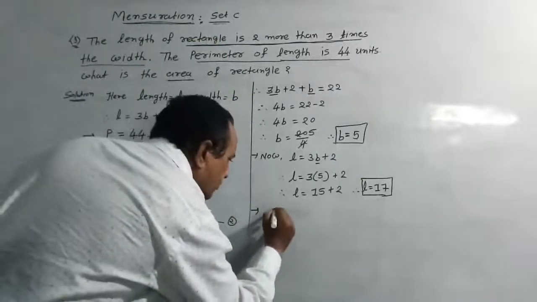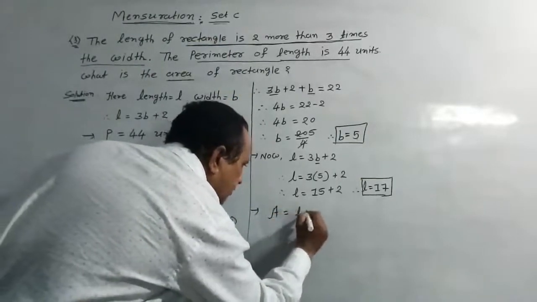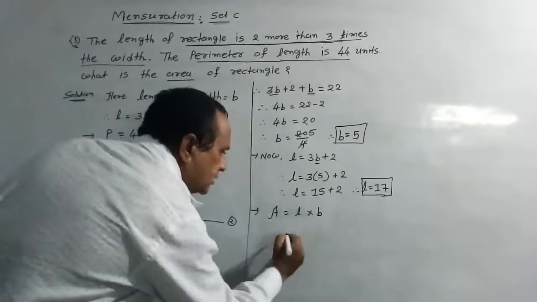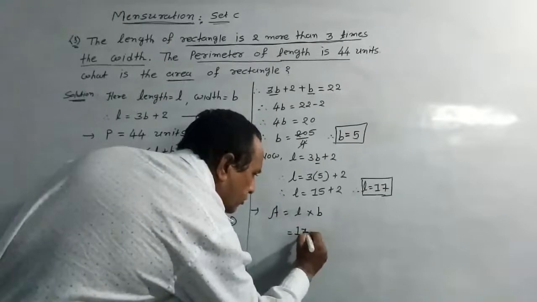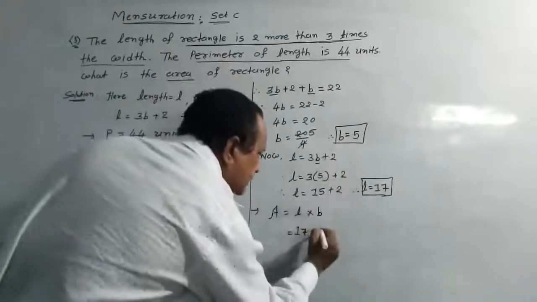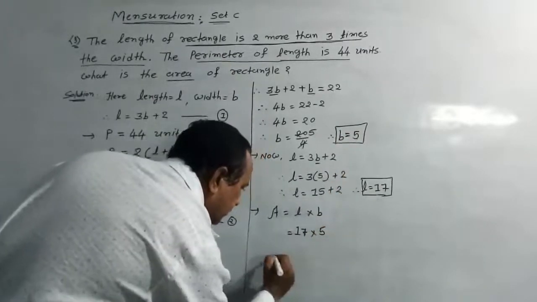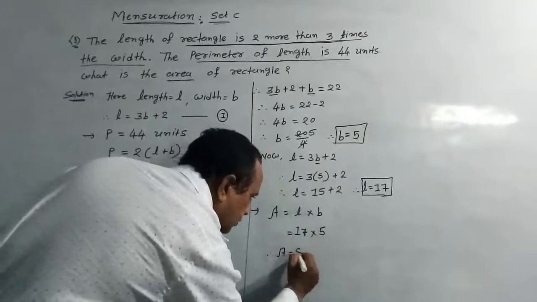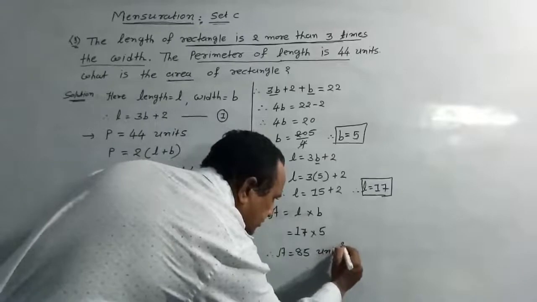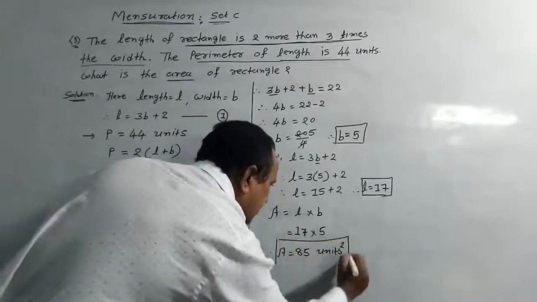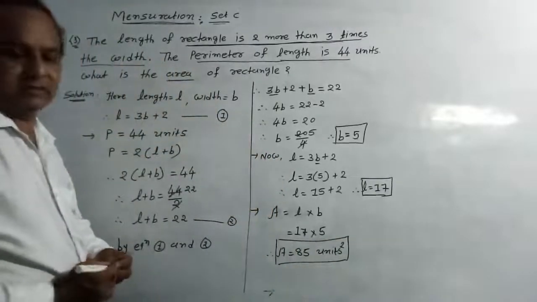Now area of rectangle is equal to L multiplied by B. Now put the value of L, 17, put the value of B, 5. 17 multiplied by 5 is equal to 85 units square. Our answer.